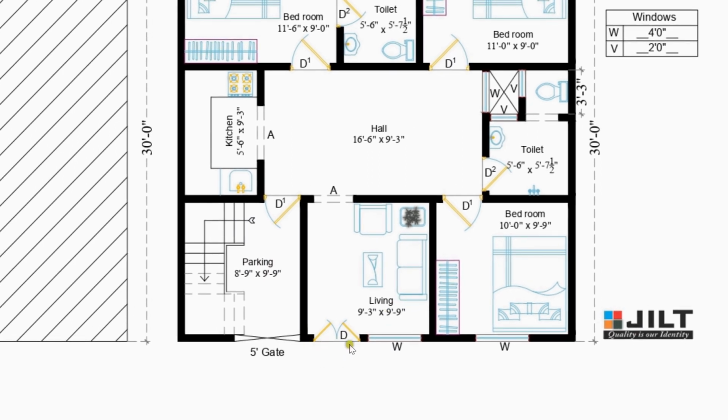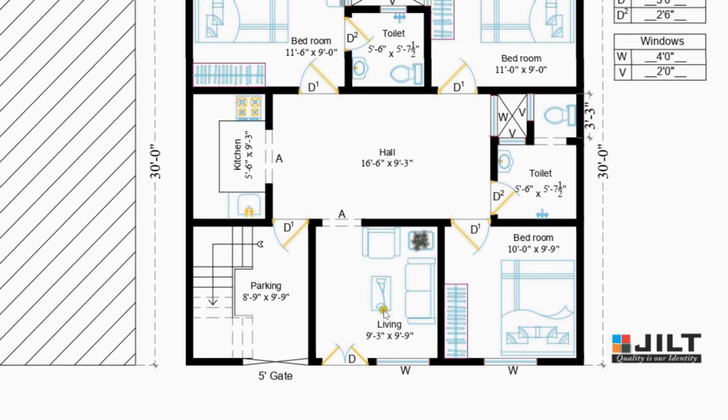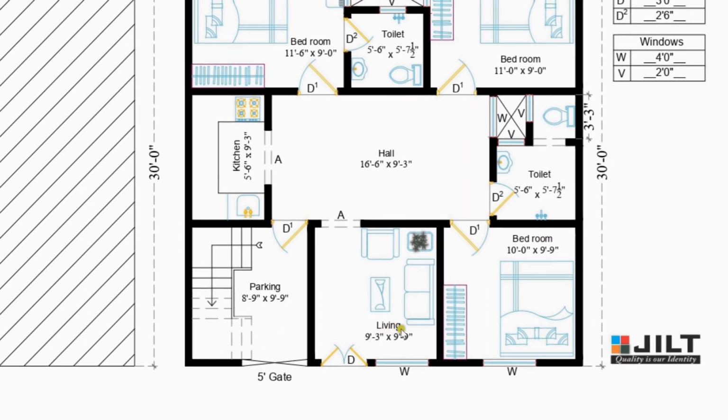So it is the main door. As I discussed the main door dimension, here is a very lavish, comfortable living room cum guest room of size 9 feet 3 inches by 9 feet 9 inches. Here it is a sofa set with a teapot. You can have guests here, a lot of your friends, with a cup of coffee and other activities. From the living room you can enter into the hall.